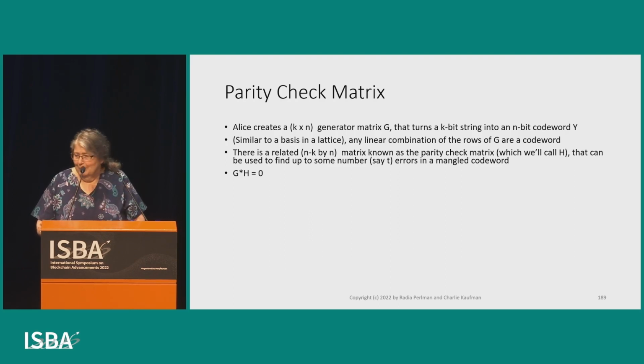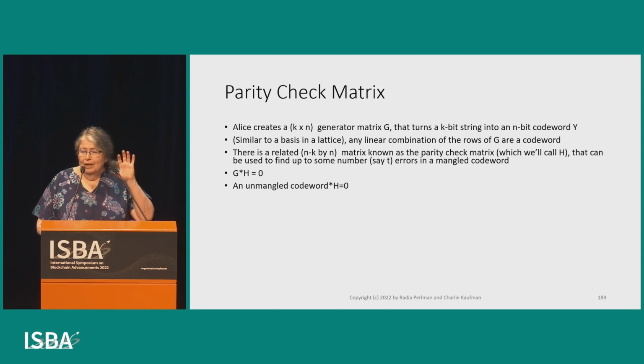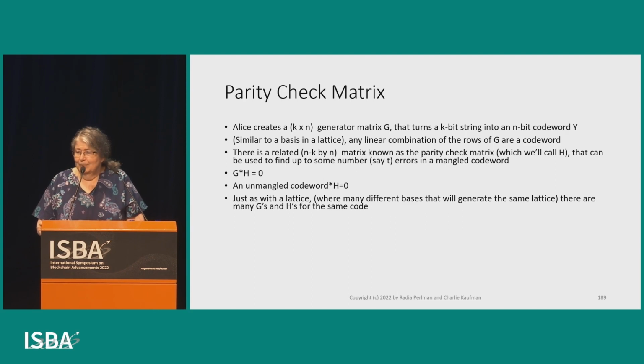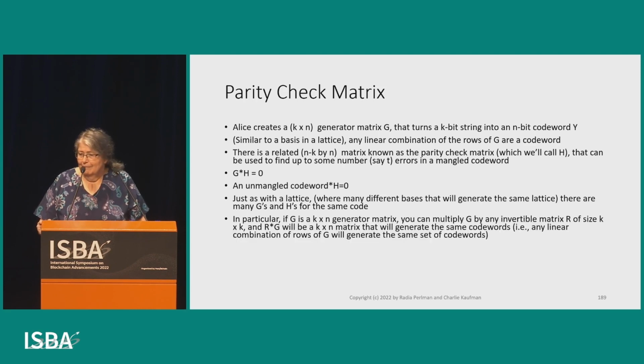So don't worry about that for the moment. So G, which is the generator matrix, times H is 0. An unmangled code word times the parity check matrix is 0. And there's many G's and H's that will work for the same code.